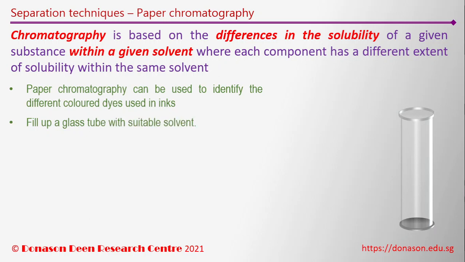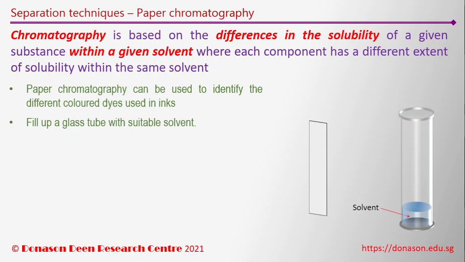Take a glass tube and fill it with a suitable solvent. If the ink is water-soluble, then water can be used as the solvent. If it is oil-based ink, then a suitable organic solvent such as ethanol or tetrachloromethane can be used. Use only a small quantity of solvent that is enough to dissolve the ink in the chromatogram.